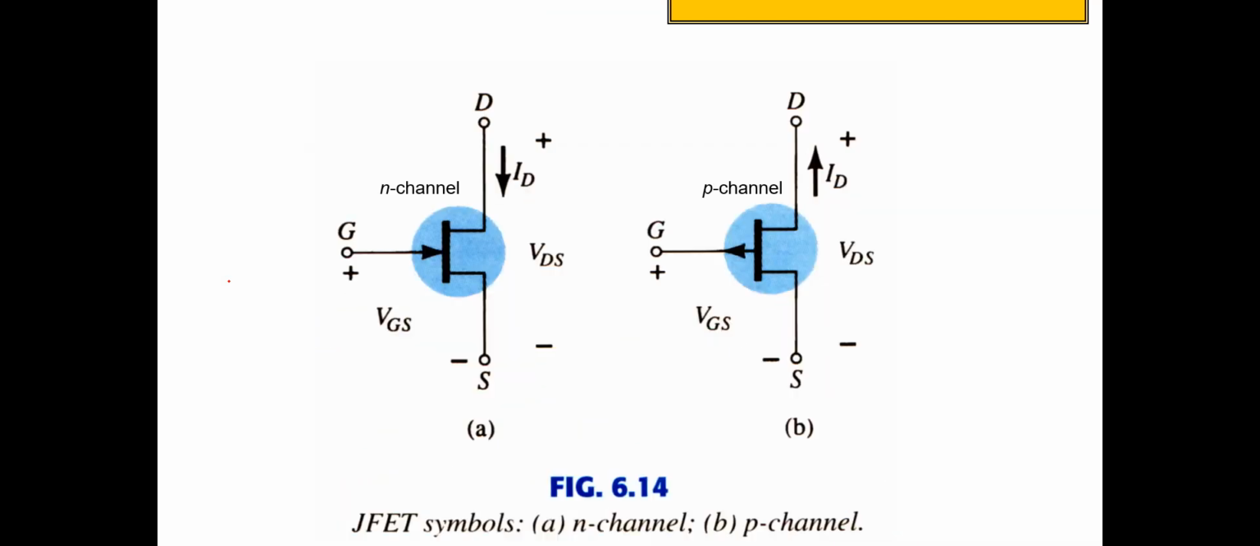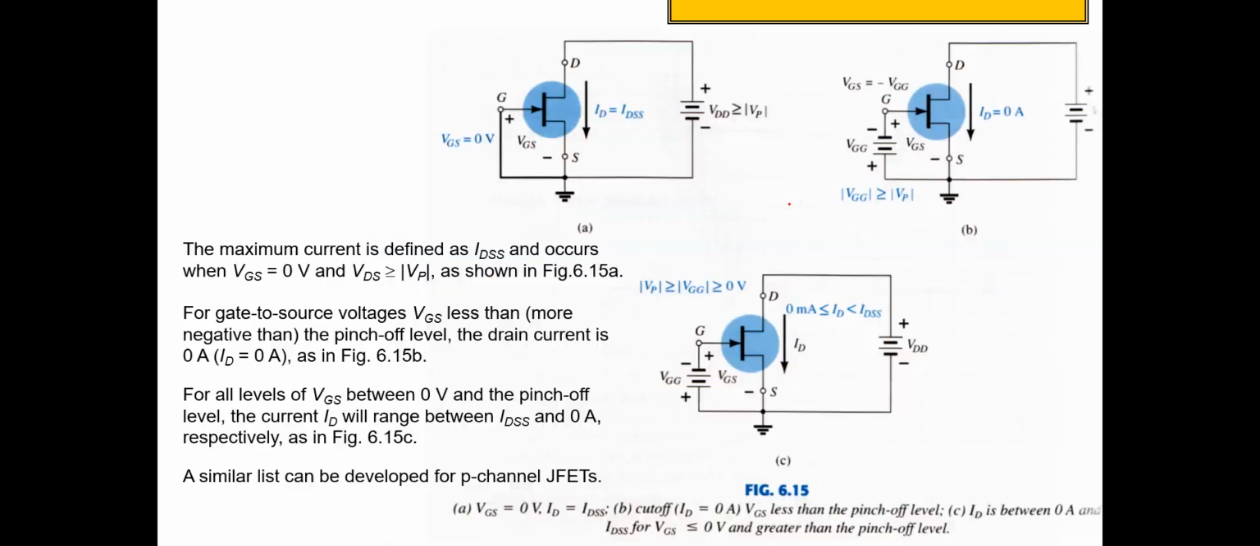Okay, so this is the N channel JFET, and this is the P channel JFET. So the summary is that the maximum current is defined as IDSS, the ID saturation. It occurs when VGS equals 0 and VDS is larger than or similar to the pinch off voltage. It's shown in figure 6.15a.